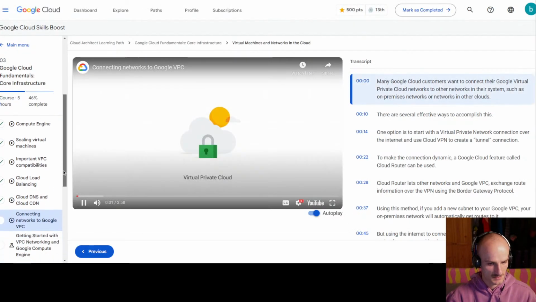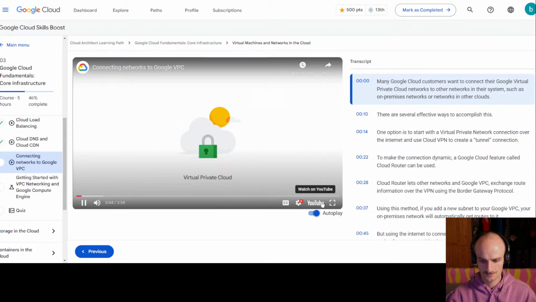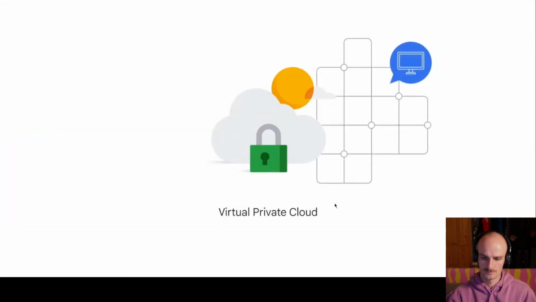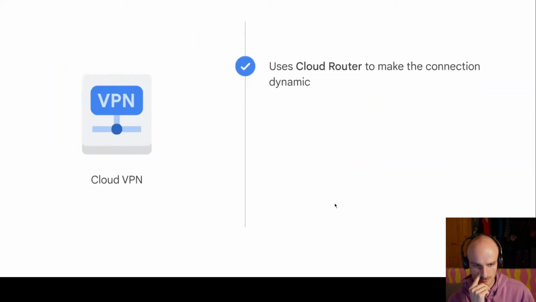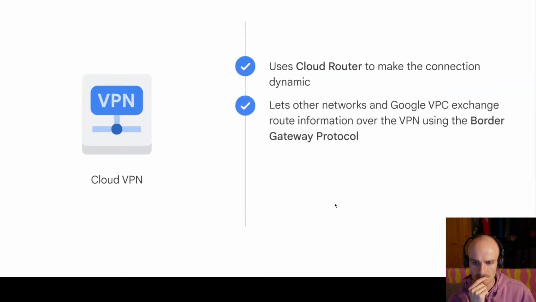Many Google Cloud customers want to connect their Google Virtual Private Cloud networks to other networks in their system, such as on-premises networks or networks in other clouds. There are several effective ways to accomplish this. One option is to start with a virtual private network connection over the internet and use Cloud VPN to create a tunnel connection. To make the connection dynamic, a Google Cloud feature called Cloud Router can be used. Cloud Router lets other networks and Google VPC exchange route information over the VPN using the Border Gateway Protocol. Using this method, if you add a new subnet to your Google VPC, your on-premises network will automatically get routes to it.